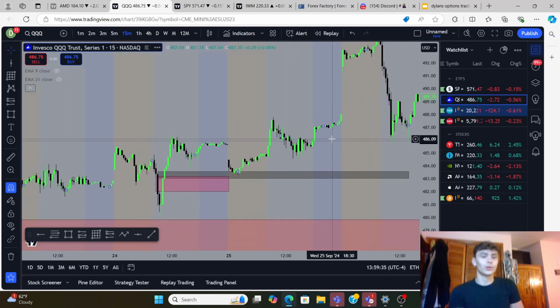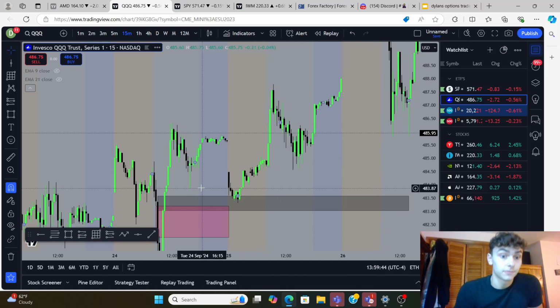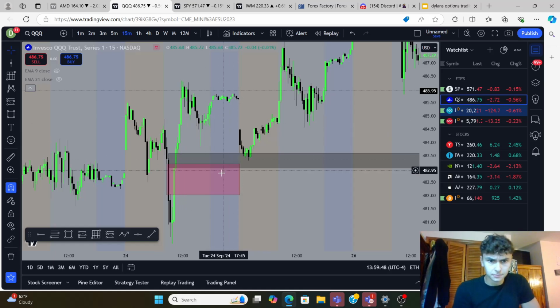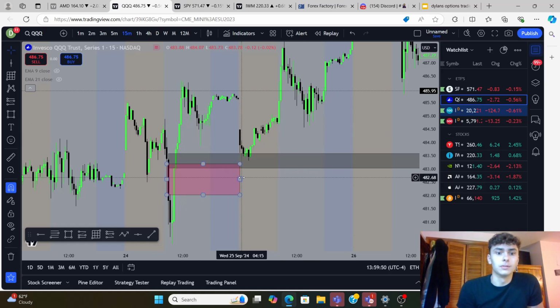This stuff is not to trick you. Of course, you have to realize which fair value gaps to pay attention to, right? Because there's quite a few, right? 1, 2, 3, 4, 5 fair value gaps, but most of them got filled.